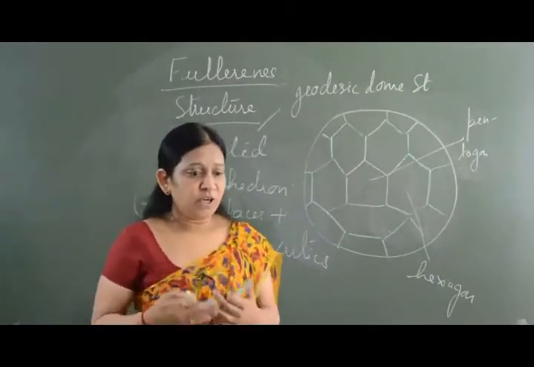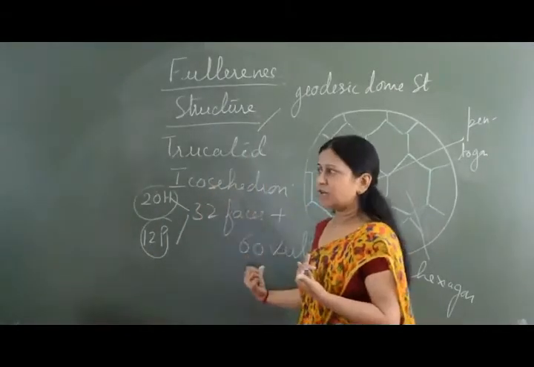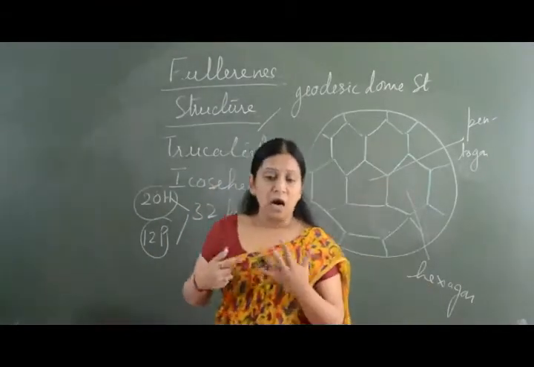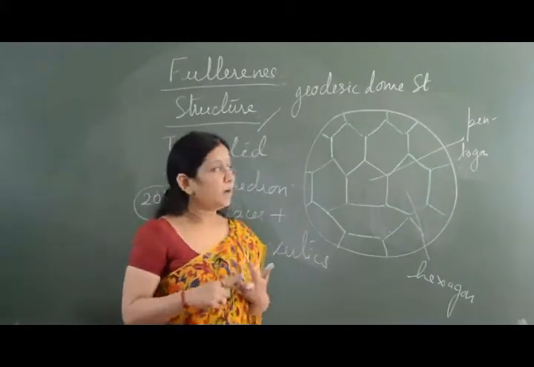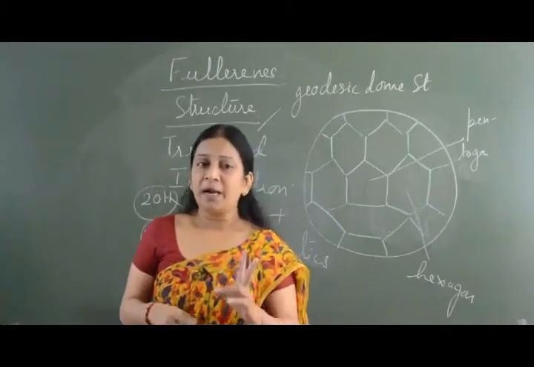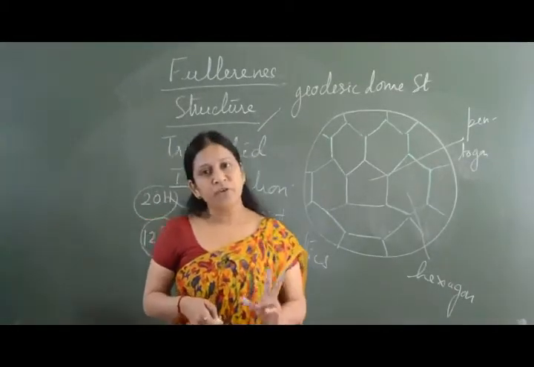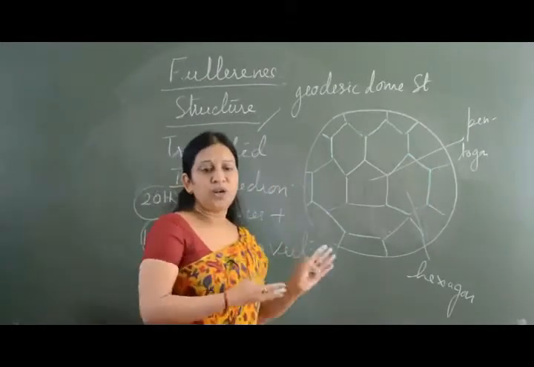And the specification is it has 32 faces and 60 vertices. Out of 32 faces, 20 are hexagons and 12 are pentagons. And when we draw this structure, two pentagons cannot be drawn adjacent to each other. With this structure, it is also known as buckyball.